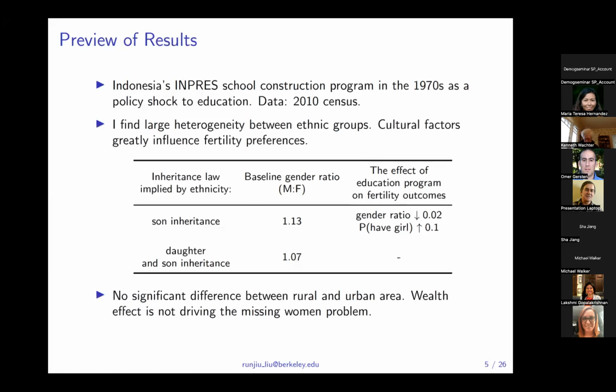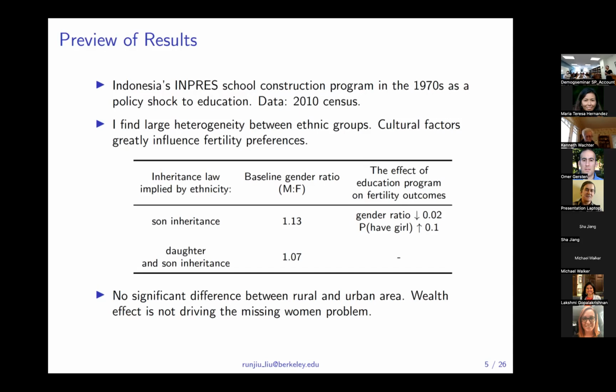A preview of the results in case I don't get to the very end of the presentation. Here I'm using an education expansion policy in Indonesia as a policy shock to education to identify the causal effect of education on sex ratio. The data I'm using here is the 10% sample of the Indonesia 2010 census. The baseline finding is that there's a statistically insignificant relationship between education and sex ratio in Indonesia.